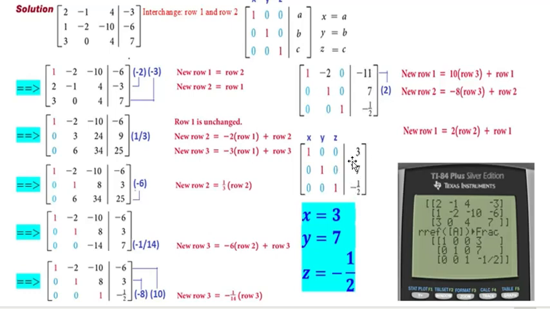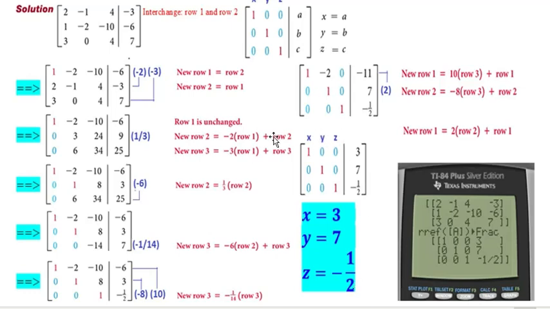Now we have reduced echelon form, where you have 1 in the diagonal, zeros below the diagonal, and zeros above the diagonal. And the result is 3, 7, minus half, that is x equals 3, y equals 7, and z equals minus half.